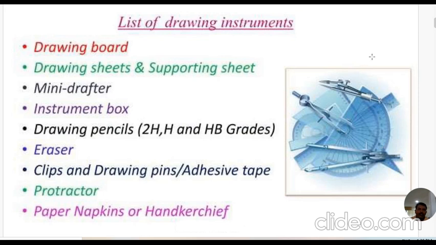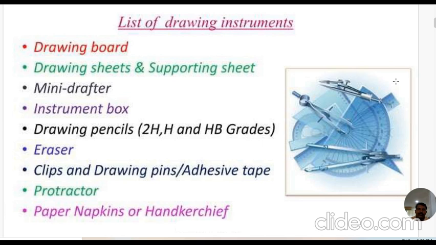The list of drawing instruments: drawing board, drawing sheet and supporting sheet, mini drafter, instrument box, drawing pencils, erasers, clips and drawing pins, adhesive tape, protractor, paper or napkin, handkerchief, etc. These are the instruments used during engineering drawing.